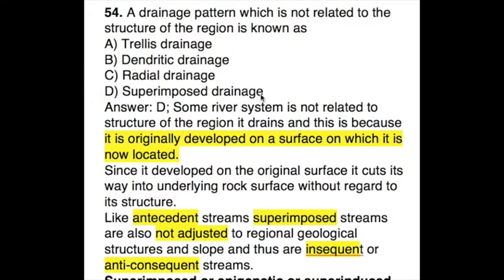Superimposed drainage is a drainage pattern which is not related to the structure of the region. Means superimposed drainage is insequent, they are not related to the structure of the area. And trellis, dendritic, radial drainage are related with the structure of the area and how there are slopes or mountains.